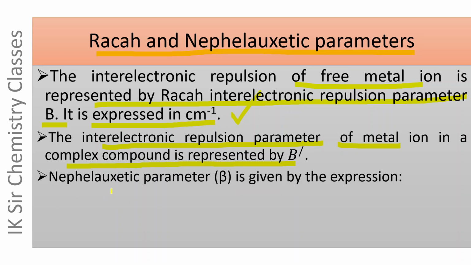The Nephelauxetic parameter, that is beta, is given by the following expression. Beta is equal to B dash, that is interelectronic repulsion parameter of metal ion in complex compound, divided by B, that is interelectronic repulsion parameter of metal ion in the free state.